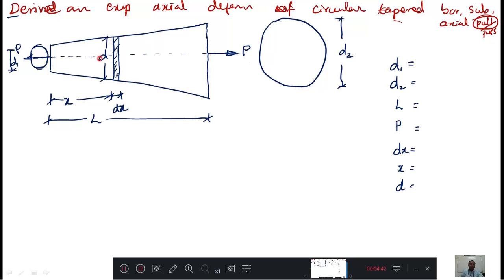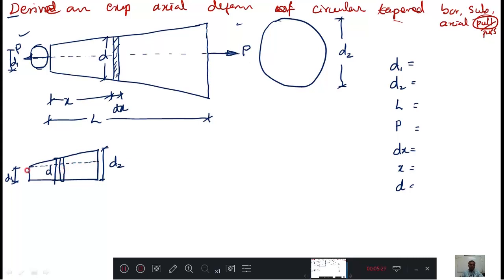Now I need to express this diameter d in terms of D1 and D2. For your understanding, I will simply modify this bar. If I put this bar on a horizontal surface, approximately it will be like this. Then this will be your D1 and this will be your D2. My strip is here, and the strip diameter, this height, is d.